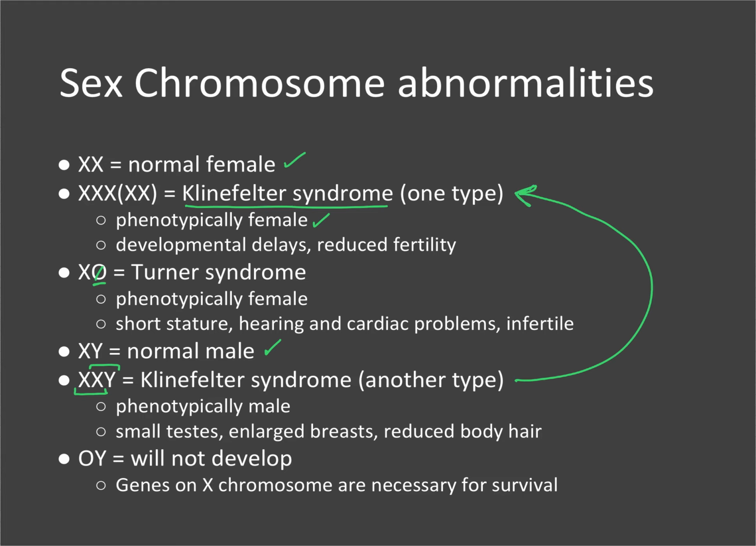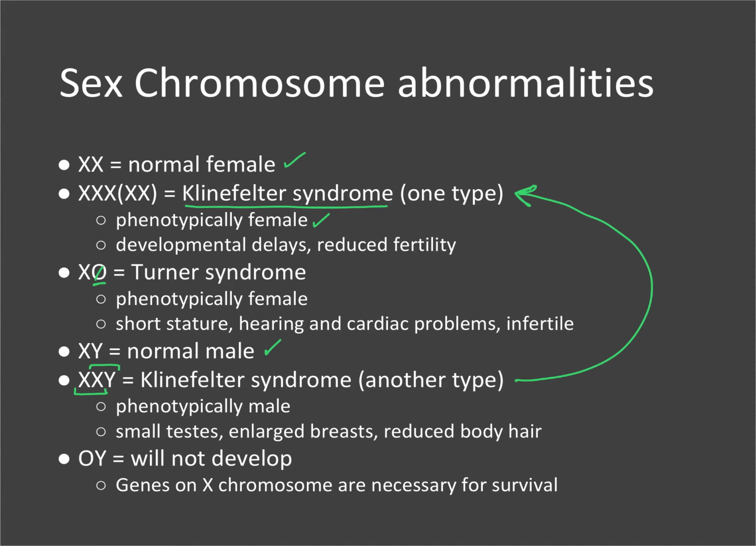So Klinefelter syndrome basically just means that extra chromosomes are being inherited. Extra X chromosomes are being inherited. So individuals with this type of Klinefelter syndrome, in which they have this Y chromosome, will develop phenotypically as males. So they will have male external genitalia, but they will have smaller testes, enlarged breast tissue, and reduced body hair. So there are some feminizing phenotypes that go along with that condition.